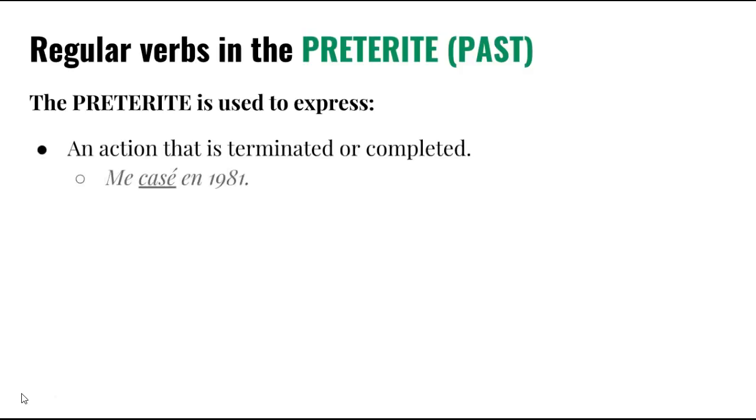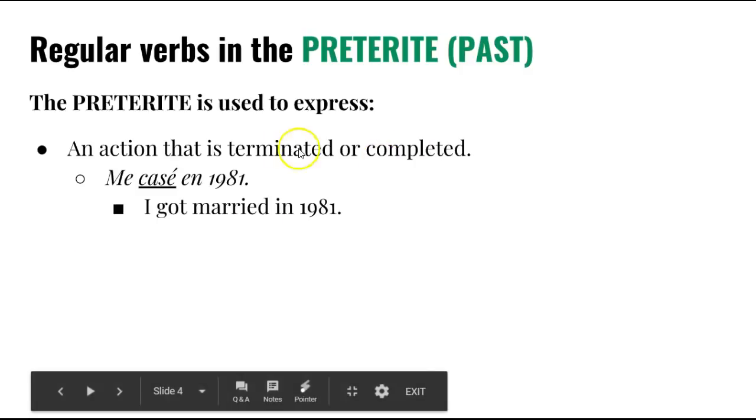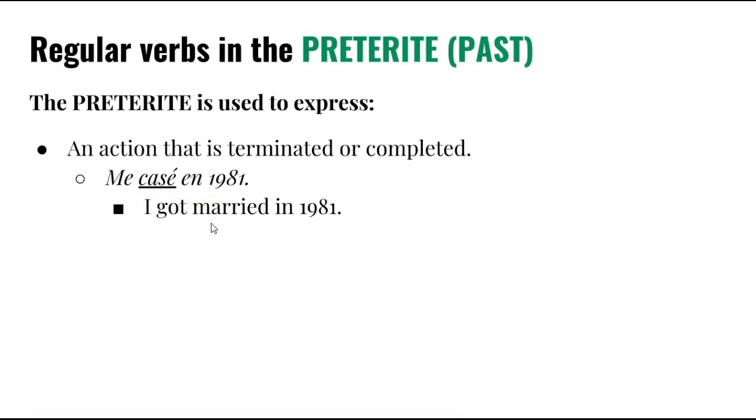completed. For example, me casé en 1981, which means I got married in 1981. So the action that is terminated or completed in this case is casé, or got married, right? That was the action that was completed.